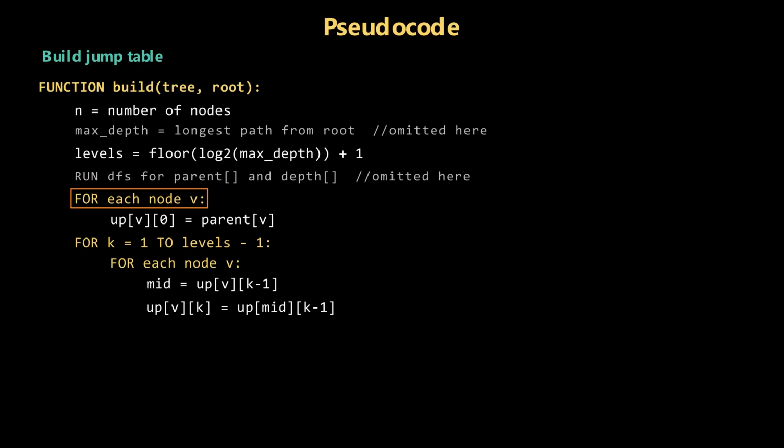Column 0 stores every node's direct parent. Each node V gets its immediate parent in up[V][0]. Higher columns are filled in order from k equals 1 upward. Every node is updated in each column pass. Lookup mid is up[V][k-1], the previous column on the same row. That midpoint's previous column entry becomes up[V][k].